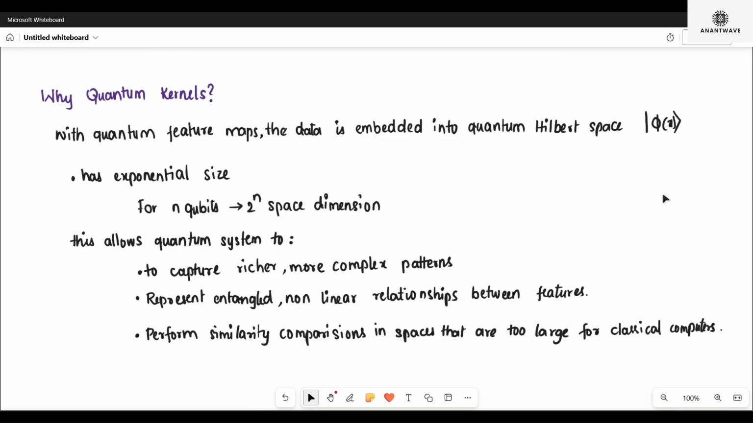Why are quantum kernels necessary? With quantum feature maps, the data is embedded into quantum Hilbert space, ket of phi of x. It has exponential size. Let's say for n qubits, we'll have 2 to the power of n space dimension. This allows quantum systems to capture richer, more complex patterns, represent entangled nonlinear relationships between features, and perform similarity comparisons in spaces that are too large for classical computers.